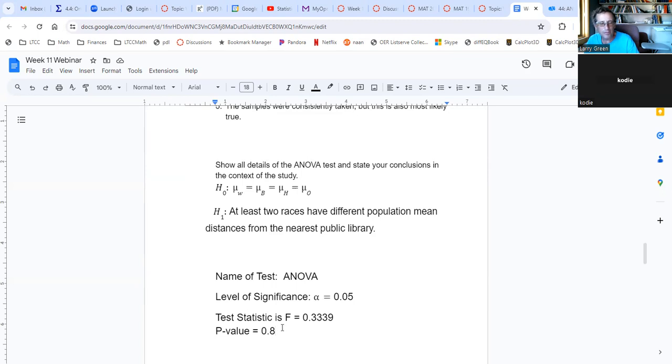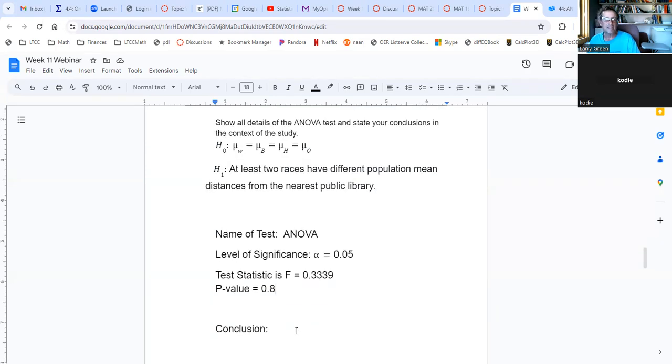And our p-value is 0.8, which does not mean that they're all the same. It might just mean we had a sample size of 4, so good luck having a small p-value. So we have a big p-value, and hopefully by now you know that when you have a big p-value, you fail to reject the null hypothesis, and you have statistically insignificant evidence.